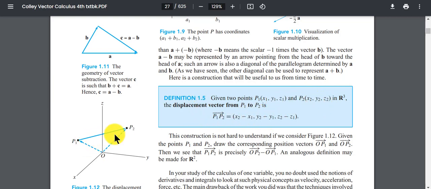So this vector, one thing we can call it is this minus that, but another thing we can call it is the displacement vector from P1 to P2. So it's really no different. It's just focusing on the fact that we're talking about points here instead of vectors.